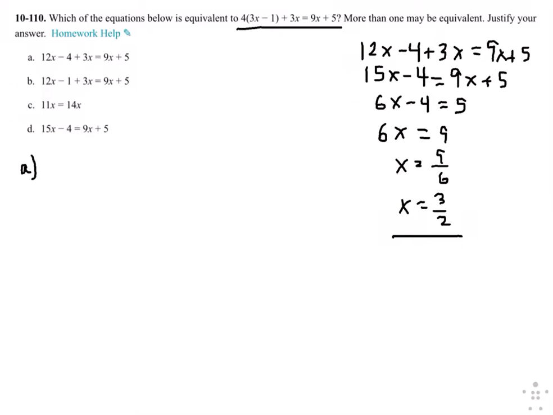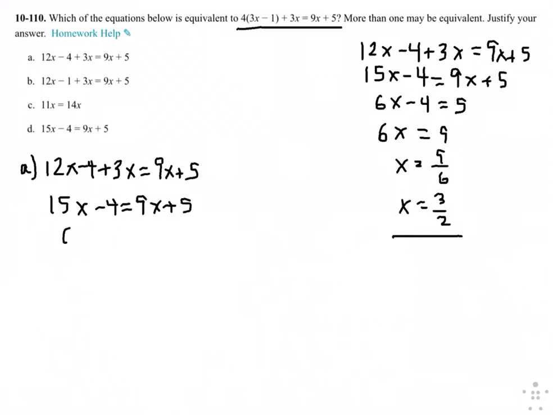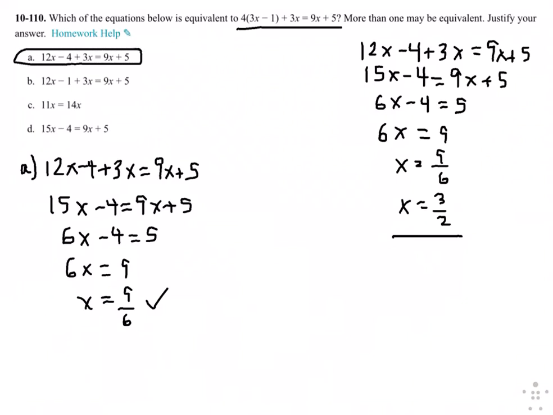So A, 12x minus 4 plus 3x equals 9x plus 5. 15x minus 4 equals 9x plus 5. Subtract 9x. 6x minus 4 equals 5. 6x equals 9, x equals 9 sixths, which is 3 halves. Okay, so A works, right? A is equivalent. Now let me make some space. I'm going to do them all right here, right?